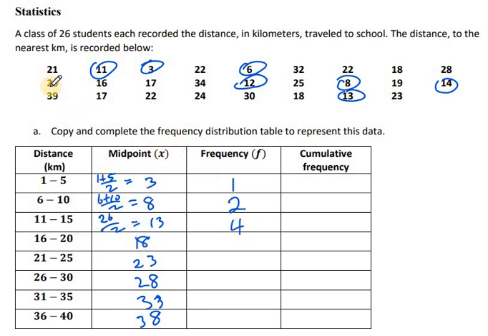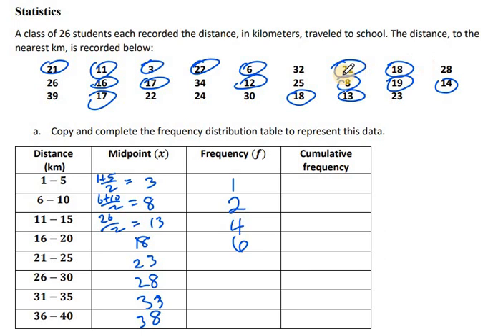We have 16 to 20, 1, 2, 3, 4, 5, 6 persons. 21 to 25, we have 1, 2, 3, 4, 5, 6, 7 persons.